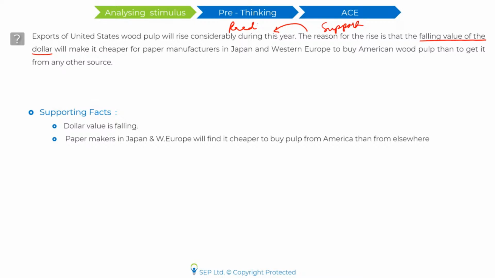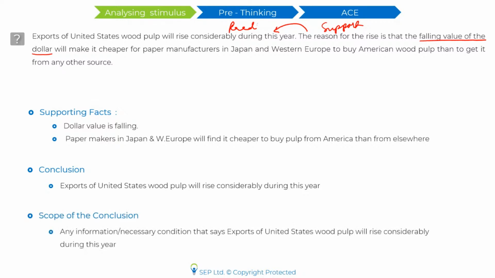They won't get wood pulp as cheap as they would from anywhere else as they would get it from the US. Okay. And because of that, the author believes that US wood pulp exports are going to rise a lot. It's not just increase, but increase a lot. Okay. So our scope is what is required. What is required for the US exports of wood pulp to rise considerably during this year?